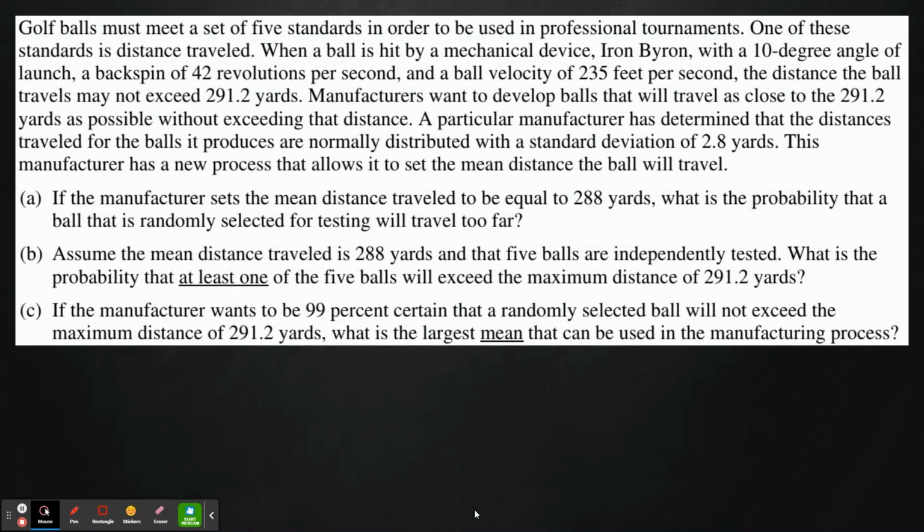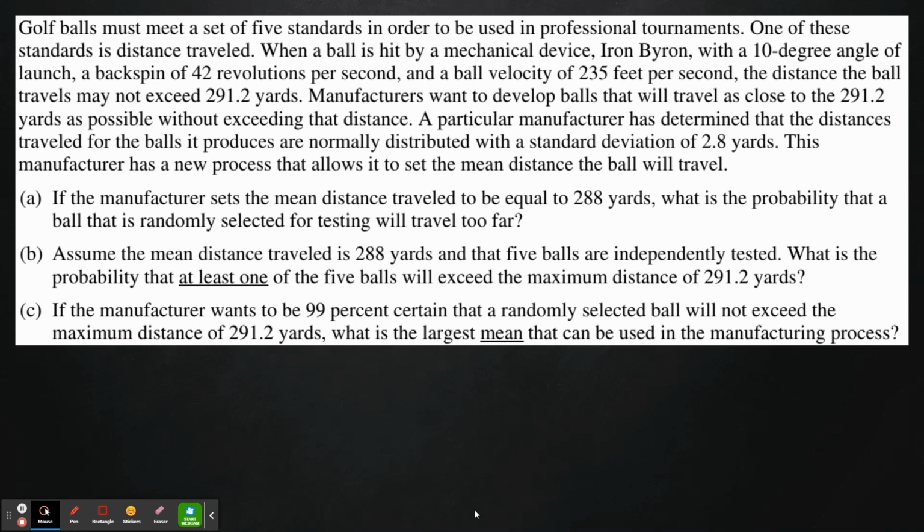Golf balls must meet a set of 5 standards in order to be used in professional tournaments. One of these standards is distance traveled. When a ball is hit by a mechanical device, Iron Byron, with a 10-degree angle of launch, a backspin of 42 revolutions per second, and a ball velocity of 235 feet per second, the distance the ball travels may not exceed 291.2 yards. Manufacturers want to develop balls that will travel as close to 291.2 yards as possible without exceeding that distance.